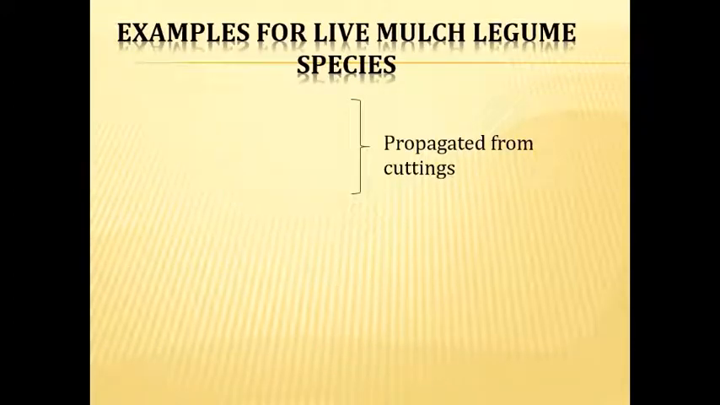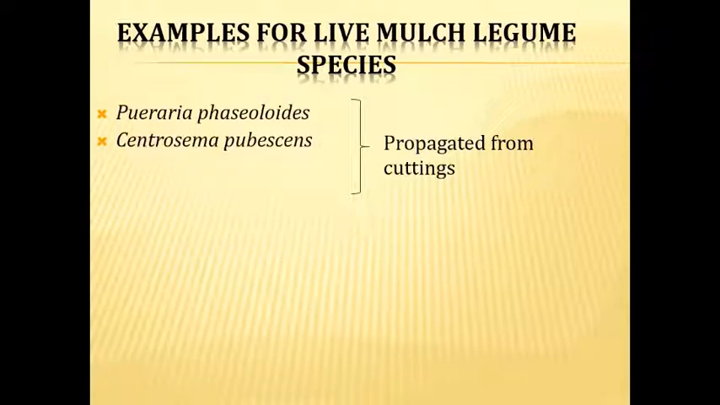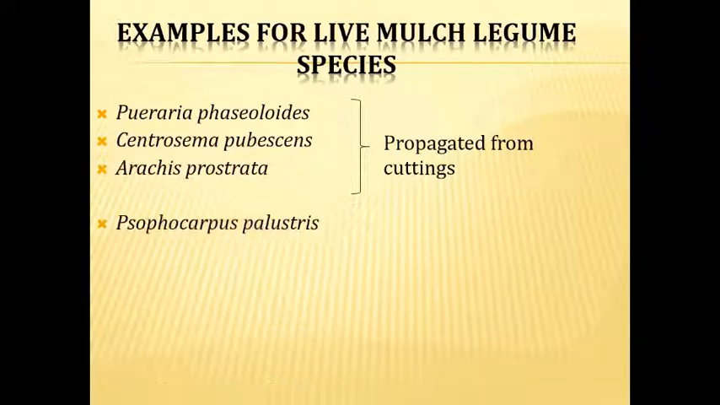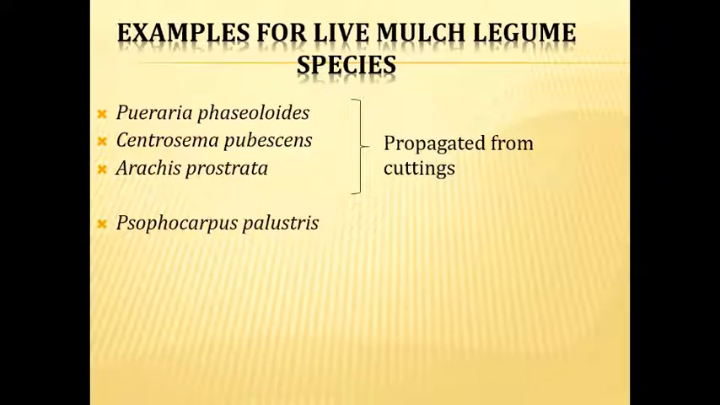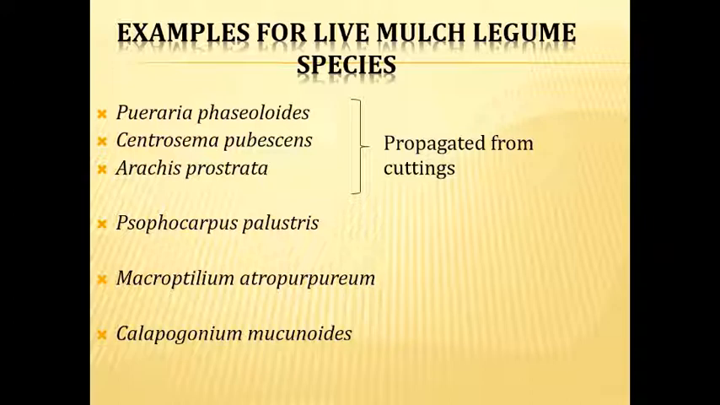Here are some examples for live mulch legume species. Pueraria phaseoloides and Centrosema pubescens, Arachis pintoi. These three are propagated from cuttings. Other than that, Sapocarpus palustris, Macroptilium atropurpureum, Calopogonium mucunoides and Mucuna utilis can also be used.